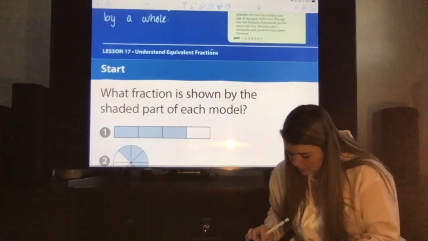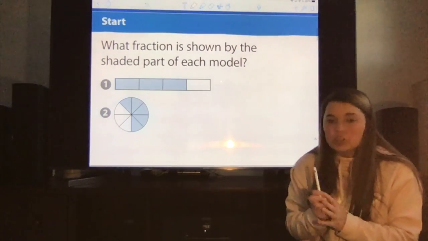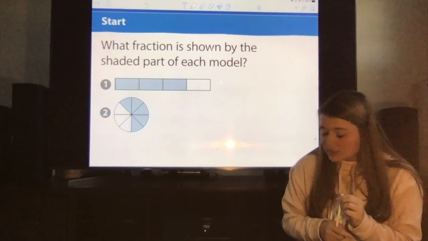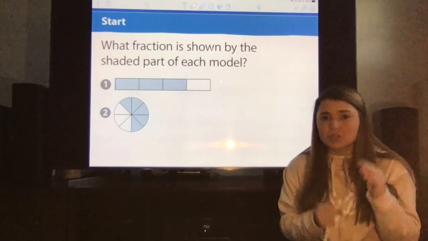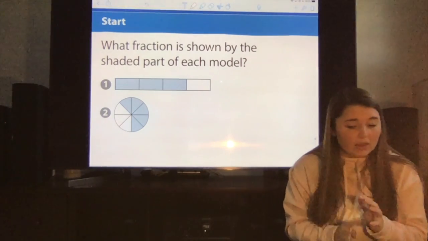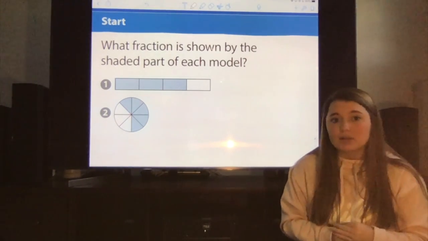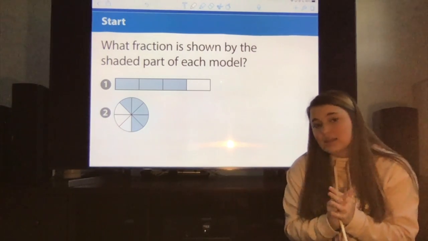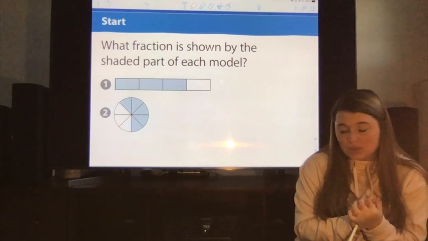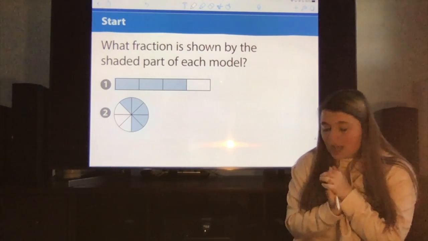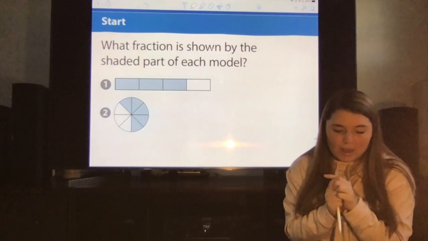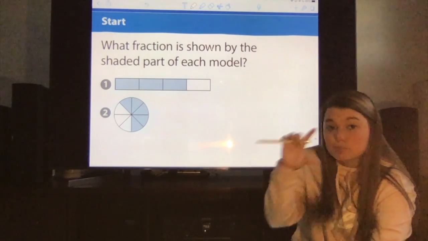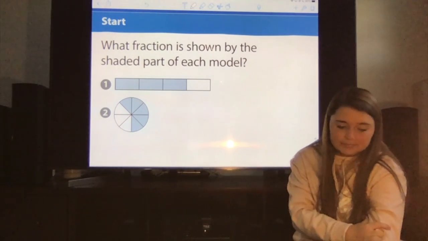So let's start by doing this warm-up. I'm going to have you guys pause the video and I just want you to try your best, okay? Think about what you know about numerators and denominators, and I want you to just try your best in identifying how you would write these as a fraction. So pause the video and write it just on the top of your paper, maybe next to where it says explore equivalent fractions.